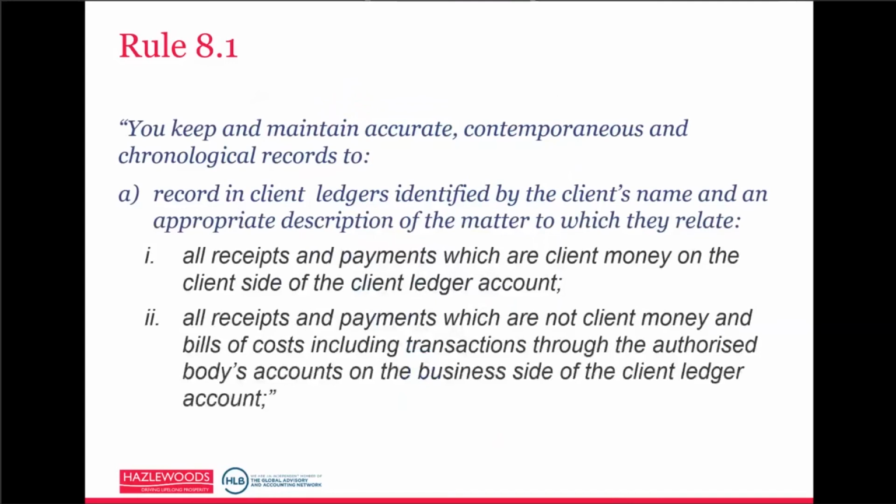Rule 8.1 says that you keep and maintain accurate, contemporaneous and chronological records, recording client ledgers identified by the client's name and an appropriate description of the matter to which they relate, all receipts and payments which are client money on the client side of the client ledger account, and all receipts and payments which are not client money and bills of costs, including transactions through the authorised body's accounts, on the business side of the client ledger account.